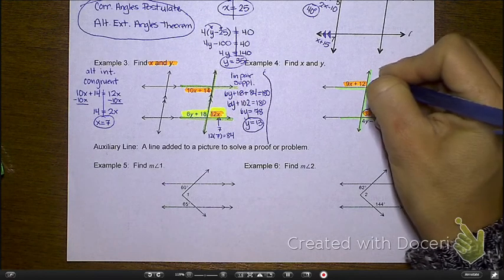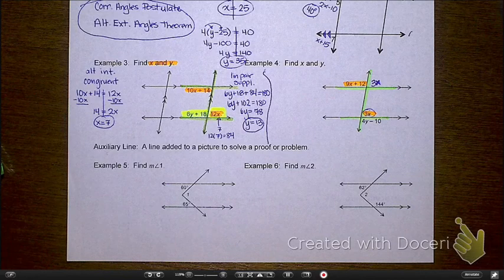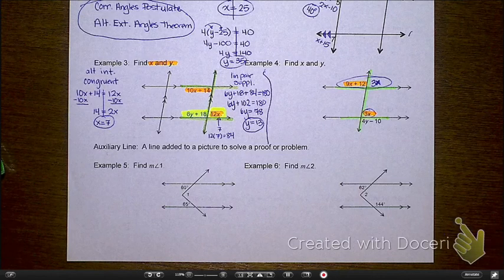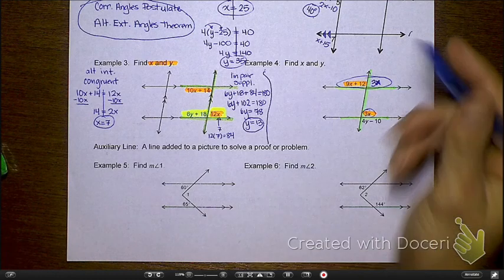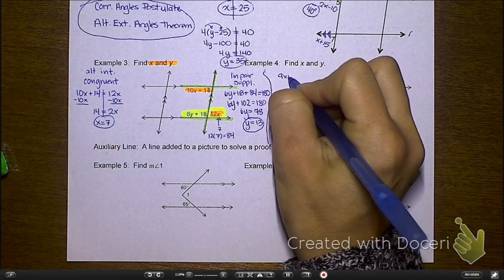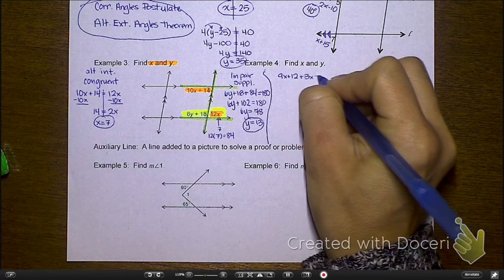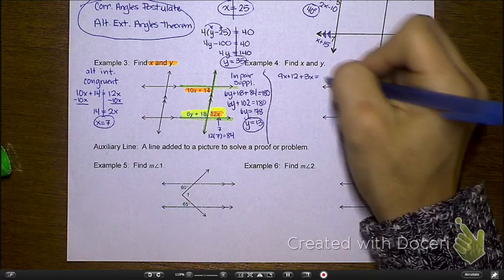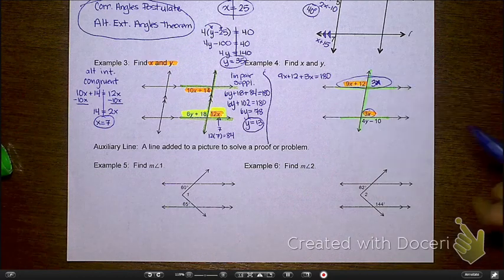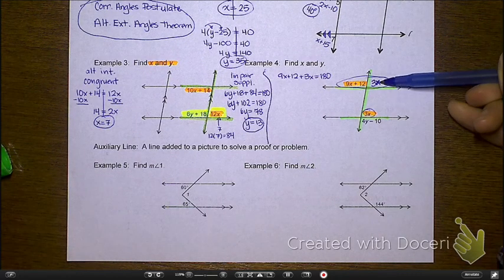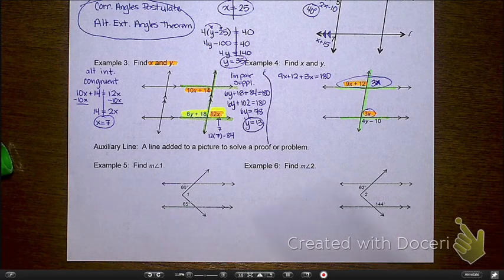Now that I have this one labeled, what do I know about these two together right here? They're a linear pair. What do I know about linear pairs? They're supplementary. They add up to 180. So how am I going to solve for x here? Add them and make them equal to what? 180. The reason I'm allowed to do that is because these are corresponding. So if this one's 3x, so is this one. Does that make sense? So I had to do that extra step.